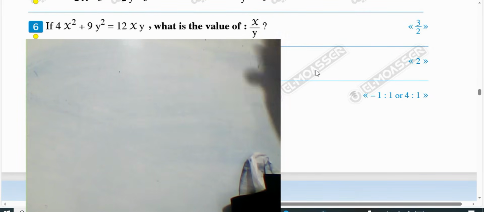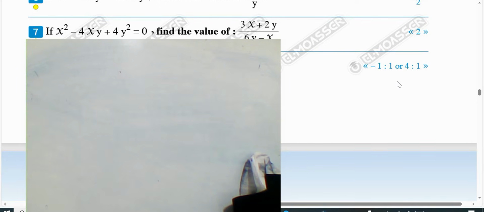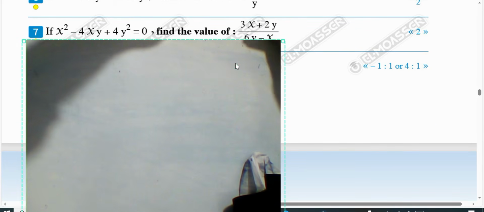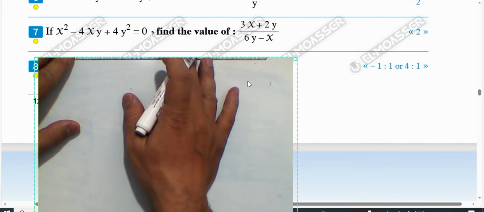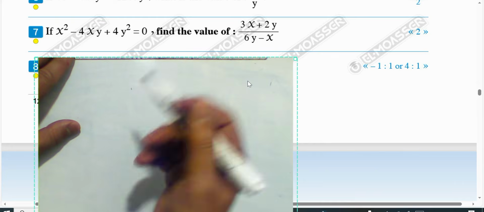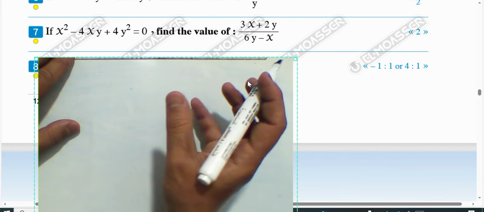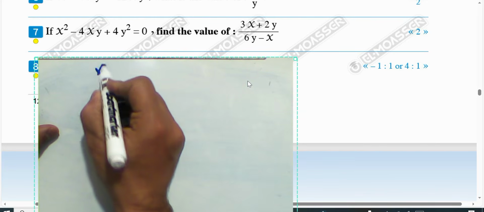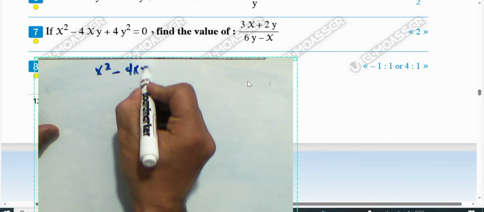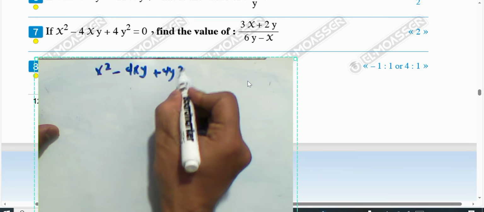Next example, number 7. X power 2 subtract by 4xy plus 4y power 2 equals 0. Then find the value of this expression here. Who can tell me? First step, we can simplest. Find the relation between x and y, and then put the value in the second here to find the value. Okay, with this expression. First, we know x power 2 subtract by 4xy plus 4y power 2 was equal 0.